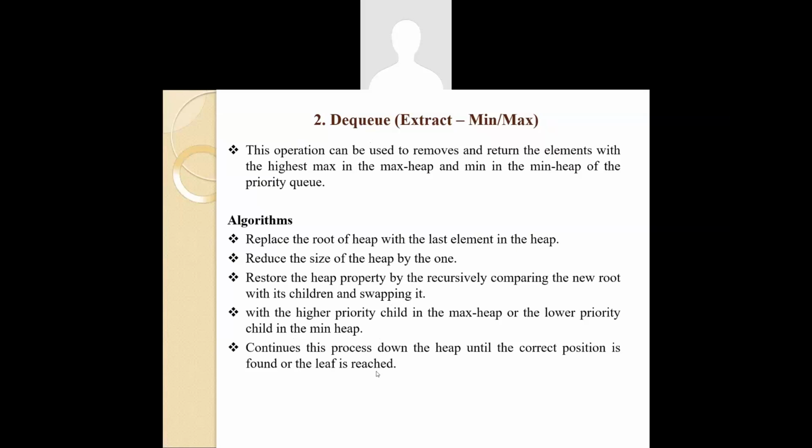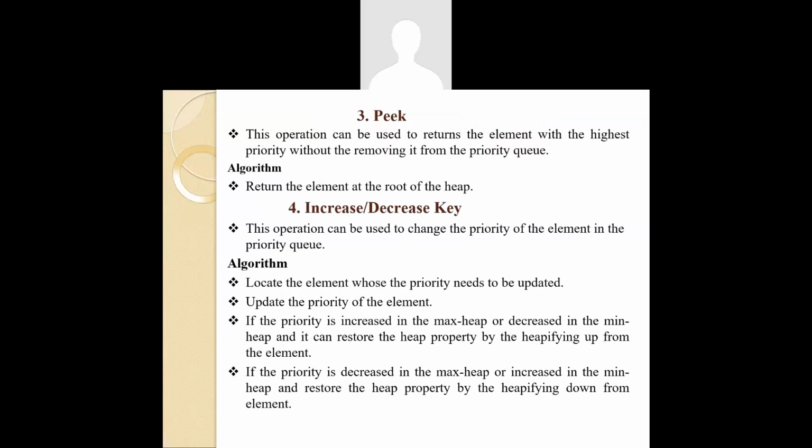For the priority queue, you should remember that enqueue is the operation for the addition of an element in the queue, and dequeue is the operation where an element can be deleted either from the maximum heap or from the minimum heap. The same way we have peek also. We already know what a peek is in the stack. It is the same concept in the priority queue also. A priority queue is like a stack only.